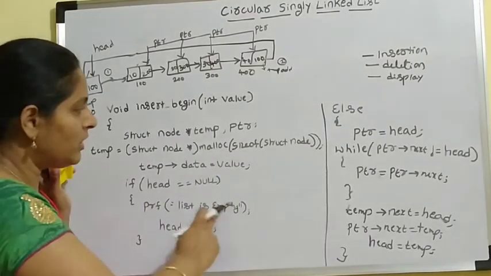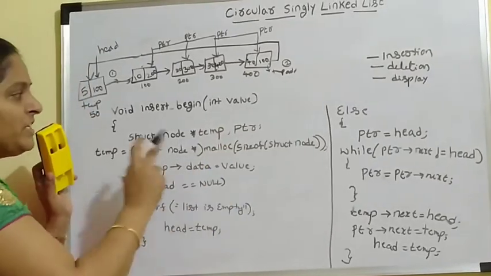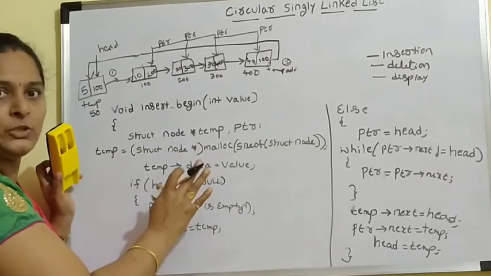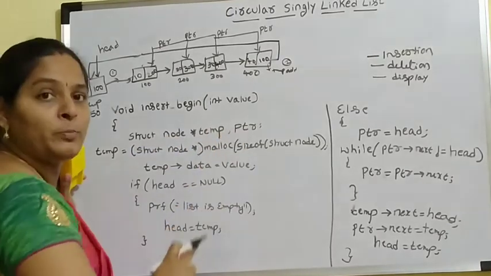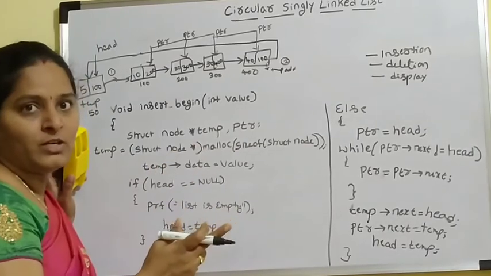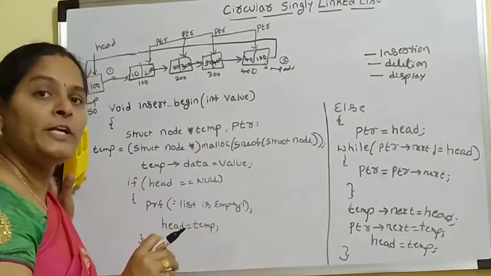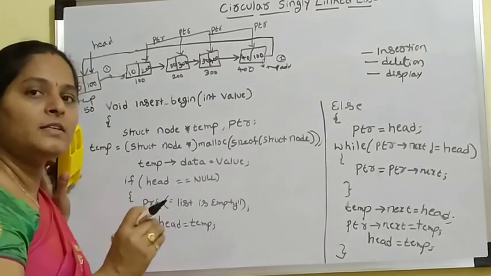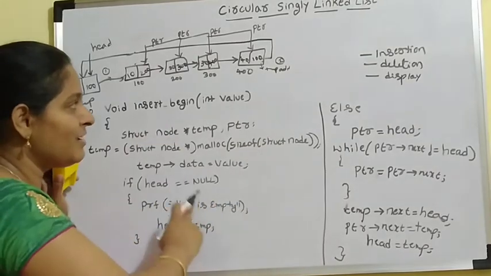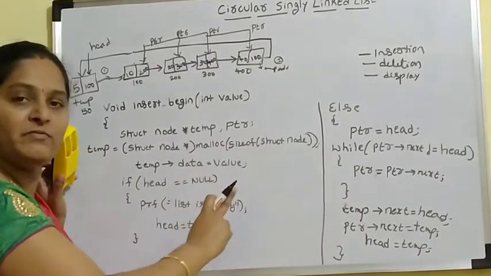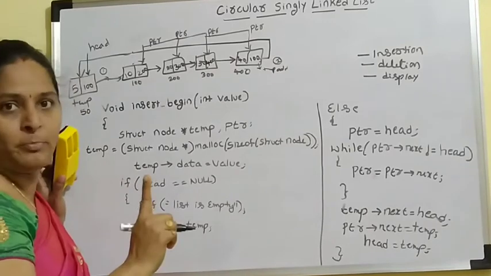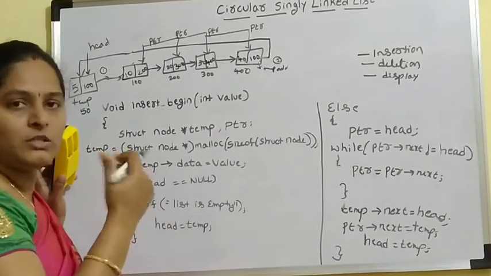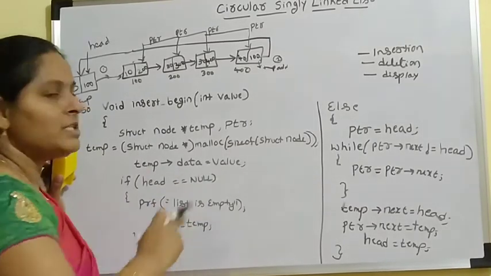If you observe this code, here we are taking two pointers. One pointer is for the newly inserting node. Additionally, we are taking one more pointer for reaching the last node. If you are taking multiple pointers, it will definitely take more memory. That is the reason why we can also write the same function by using only one pointer. So you can use any logic, this logic or that logic. So this is about the insert begin function.